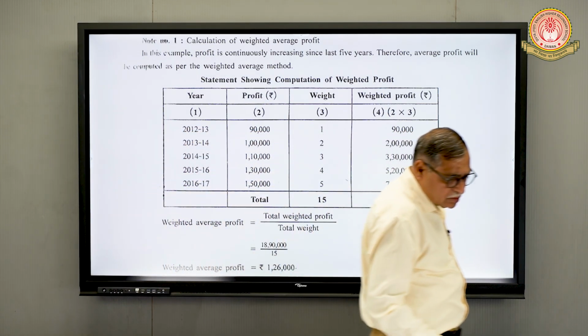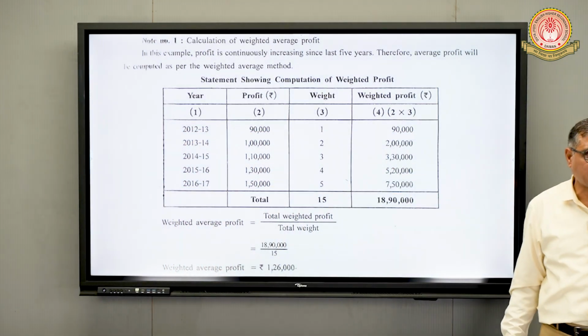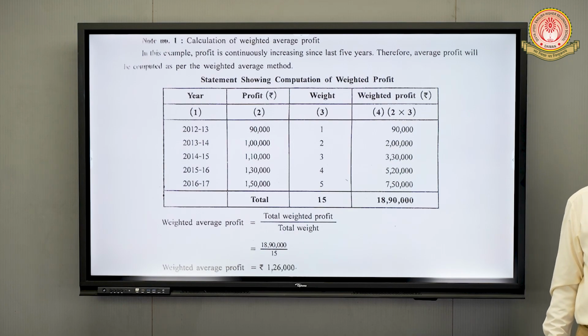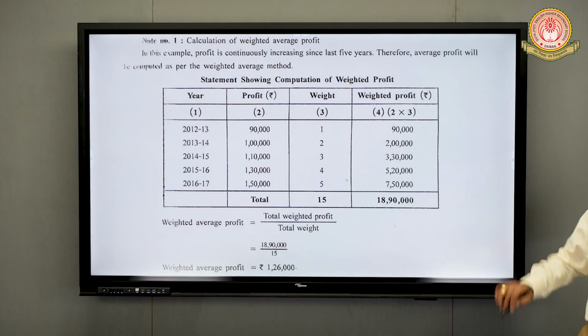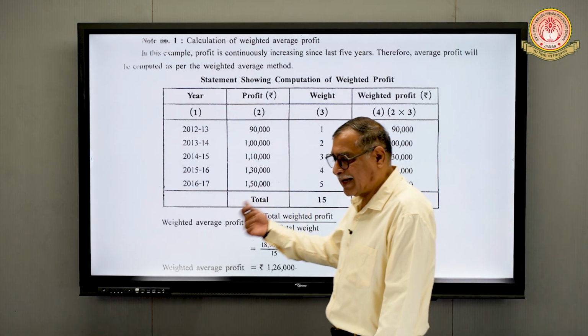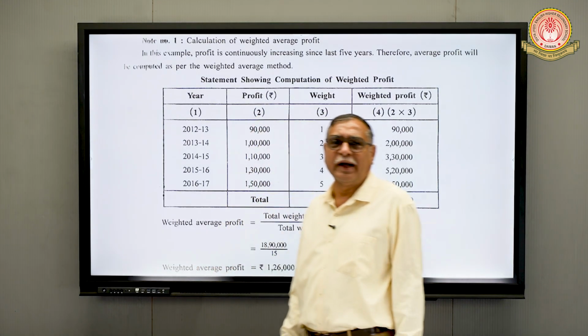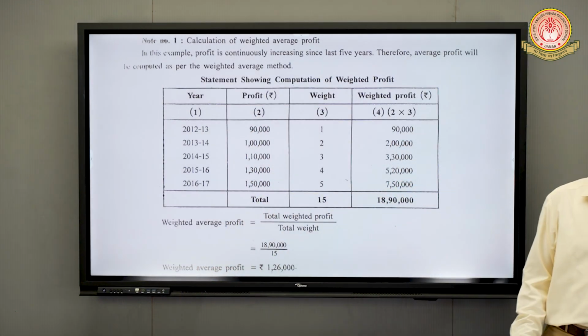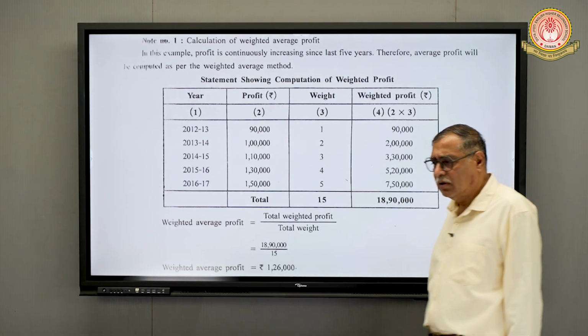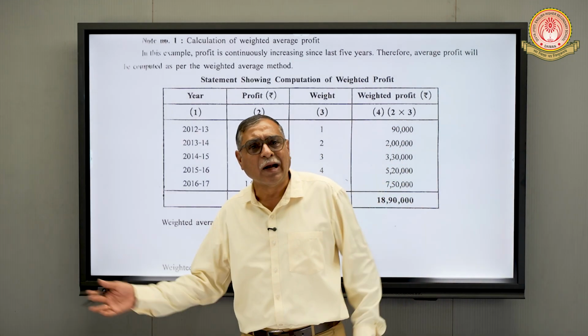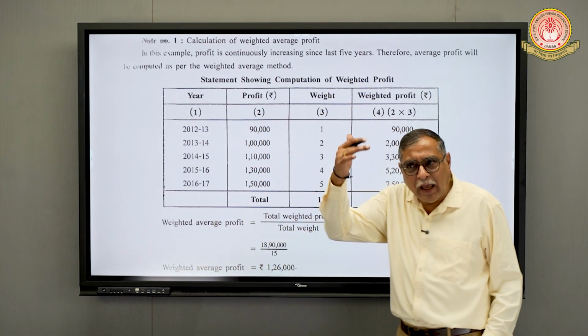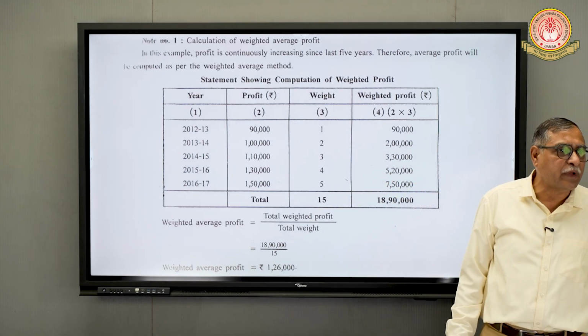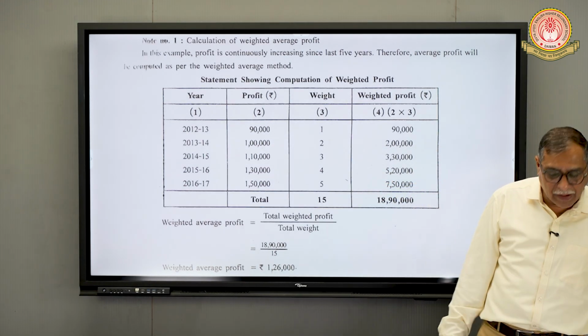So how many formulas have we done today? We'll revise it. First we have done the average profit method. What was the average profit method? Total profit divided by number of years. Then second, weighted average profit. What is weighted average profit? Why do we take weighted average profit? Because the profit continues increasing. Every year the profit should increase. That's why we have taken the weighted average.